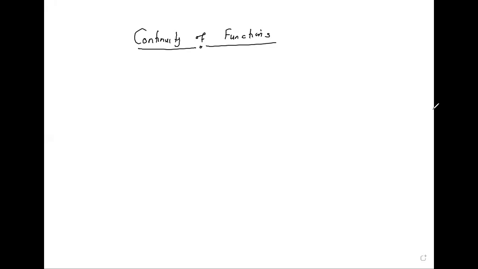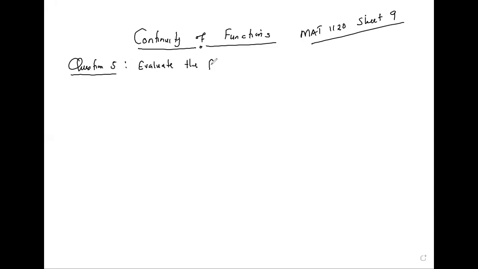Question 5 reads, of course, this is 1120 sheet 9. Question 5, evaluate the following limits, if they exist.